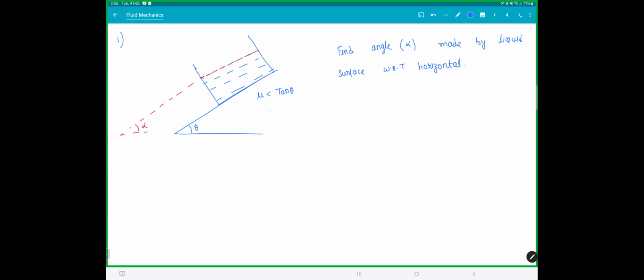The previous case I showed you was a smooth surface, but now our container is not going to go with g sine theta, it will have something less. Now, what is the angle made by the liquid surface with respect to the horizontal? I hope the question was clear. If you put mu equal to 0, I should get the previous answer. So theta is given, mu is given. You have to give me the answer in terms of all that stuff.